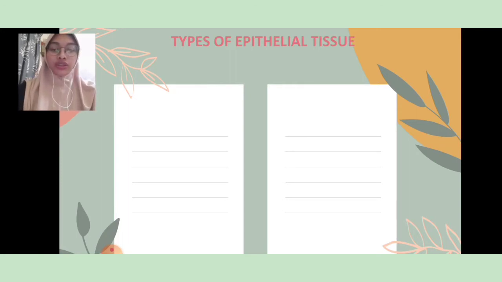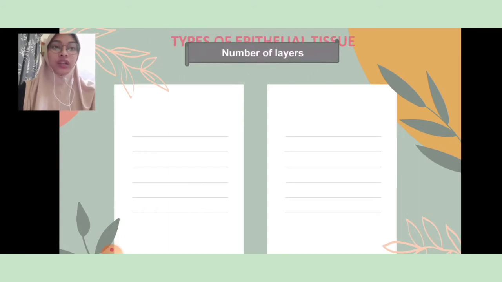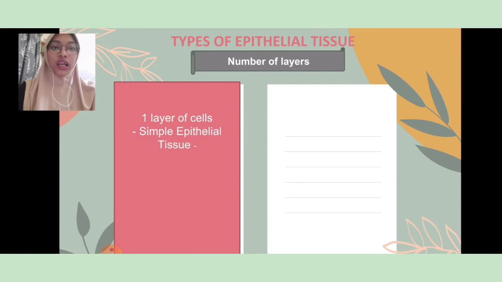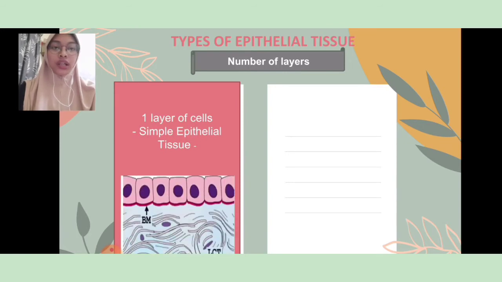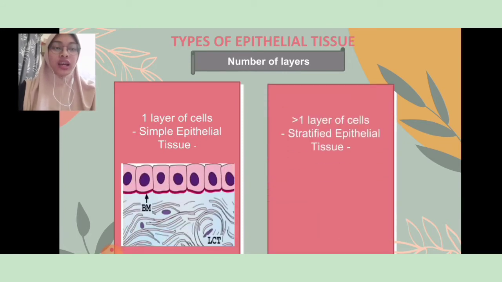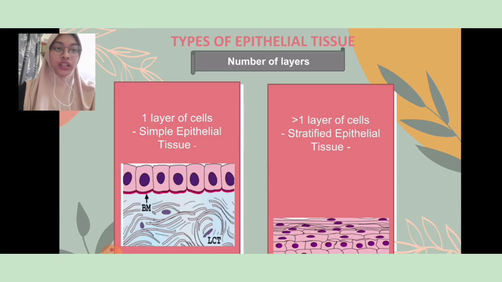Types of epithelial tissue have two classifications. First one is number of layers. If the tissue has 1 layer only, we call it simple epithelial tissue. If the tissue has more than 1 layer, we call it stratified epithelial tissue, like this.